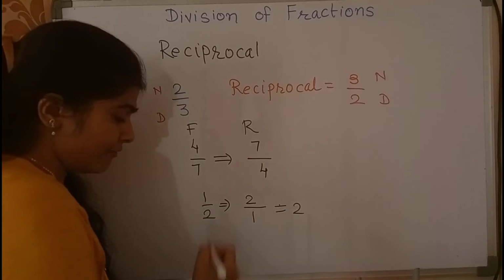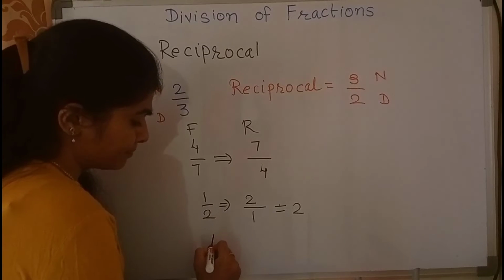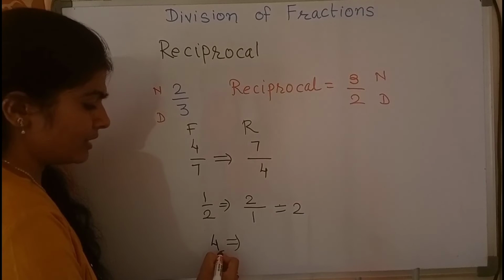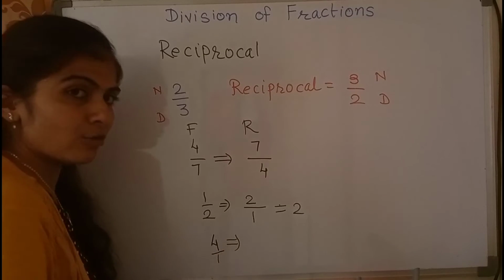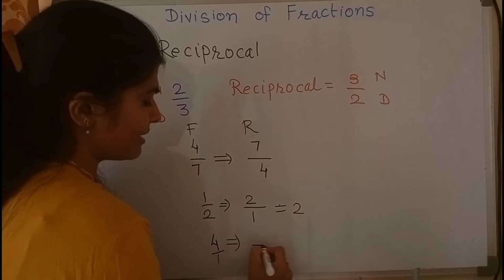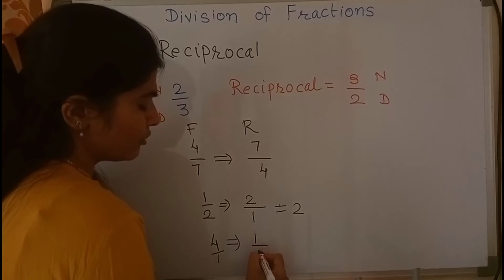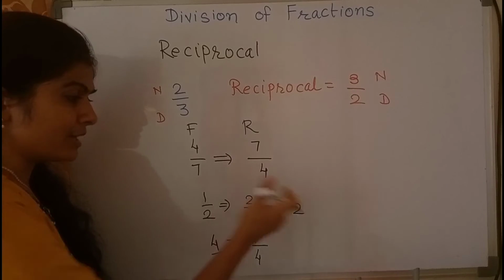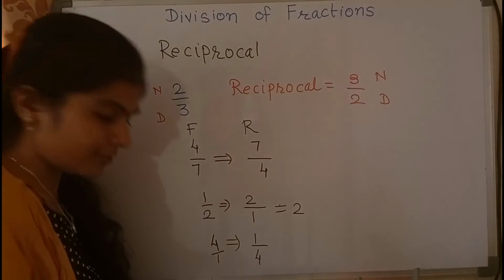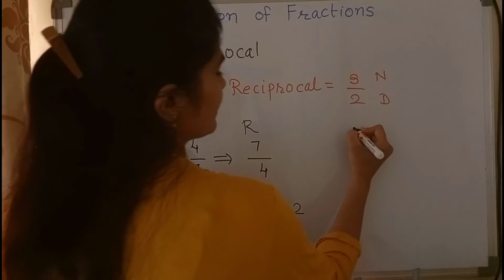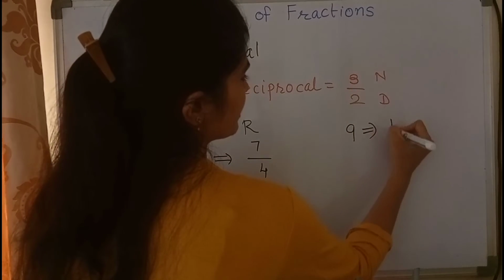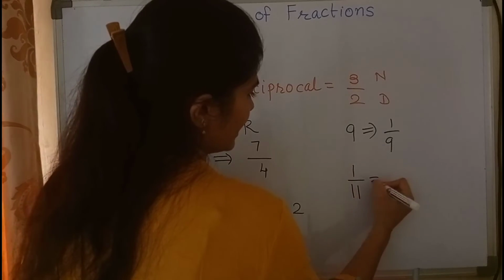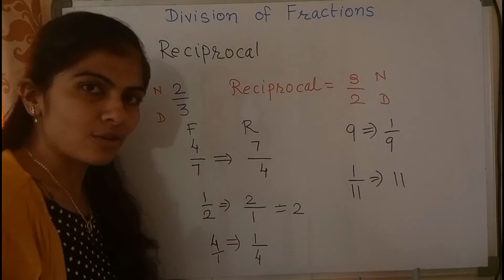Now, if I want to write down the reciprocal of this whole number, this is 4. Nothing is there in the denominator, which means I can write 1. So it is 4/1, now I need to flip it. So 1 will go in the numerator and 4 will go in the denominator. So if it is 1/2, it will become 2. If it is 4, it will become 1/4, right? So if the number is 1/9, its reciprocal must be 9. If the number is, let's say, 1/11, then its reciprocal is 11, which is a whole number.